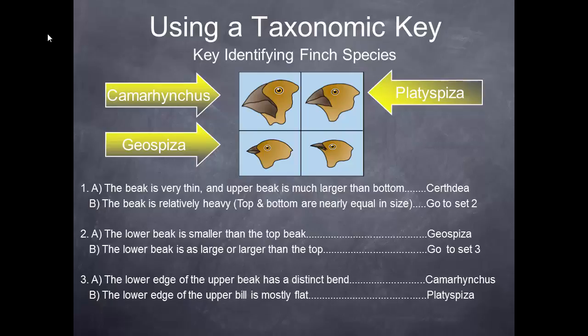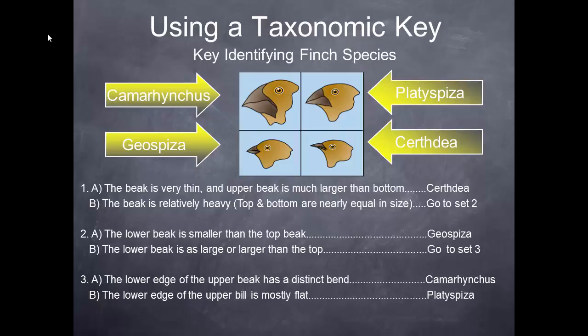Is the beak very thin? The upper beak is much larger than the lower beak? Yeah, you can hardly see even the lower beak. That is a Certhidea bird. So this key allows us to identify an unknown organism. That's what we use them for.